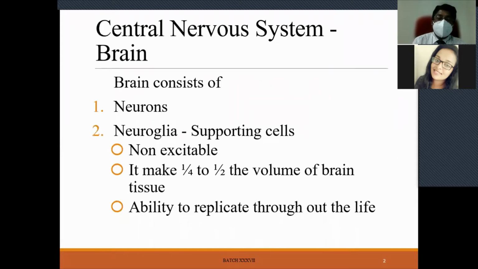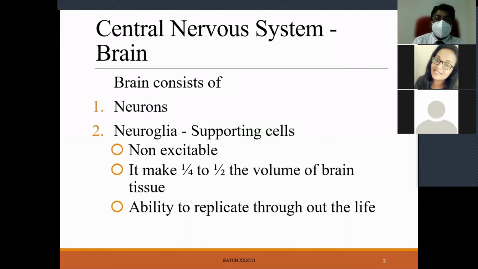So today we can start to talk about the central nervous system. And as we discussed before, the central nervous system consists of mainly two parts, brain and the spinal cord. So here I'm going to cover certain structures that are there in the brain. As you saw in the video, the brain consists of neurons. Right? And we discussed neurons in detail in the previous presentations also.